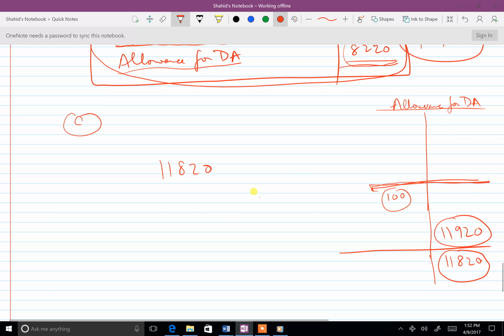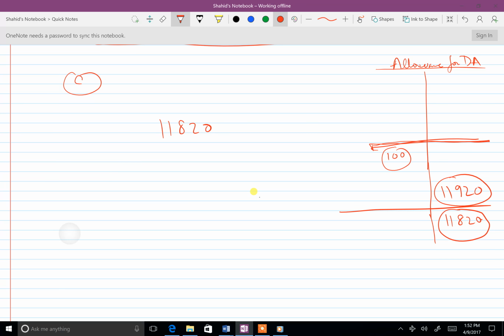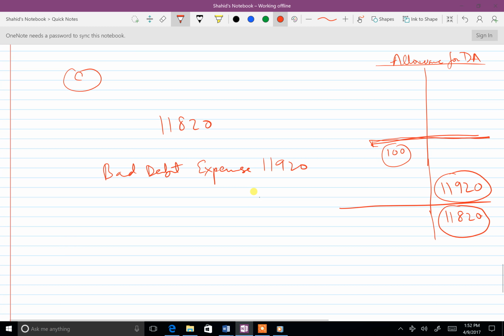So the journal entry that we have to book is going to be bad debt expense 11,920, and allowance for doubtful accounts 11,920. So this will make your eventual balance of 11,820 as we saw it.